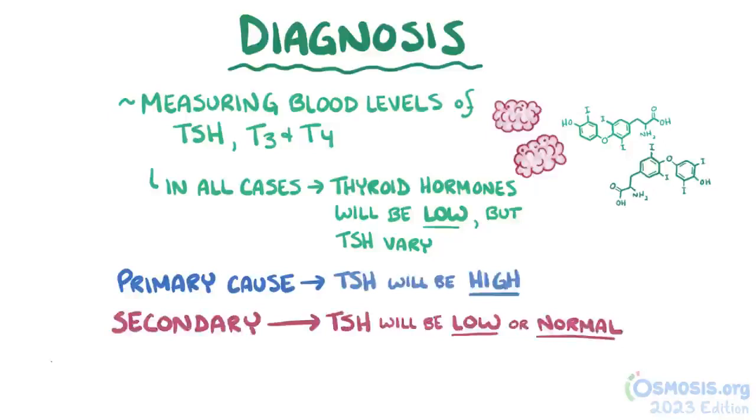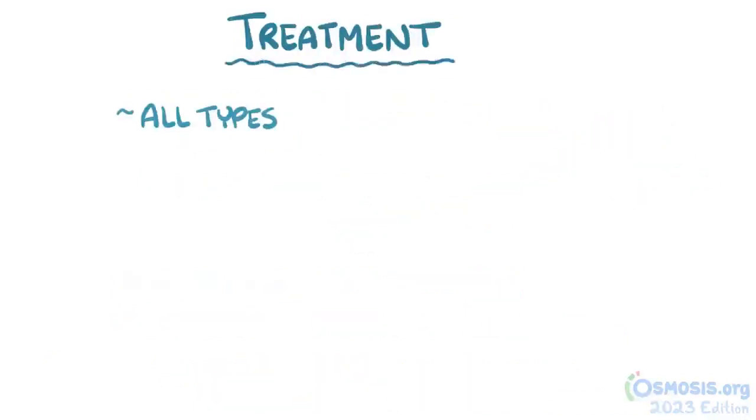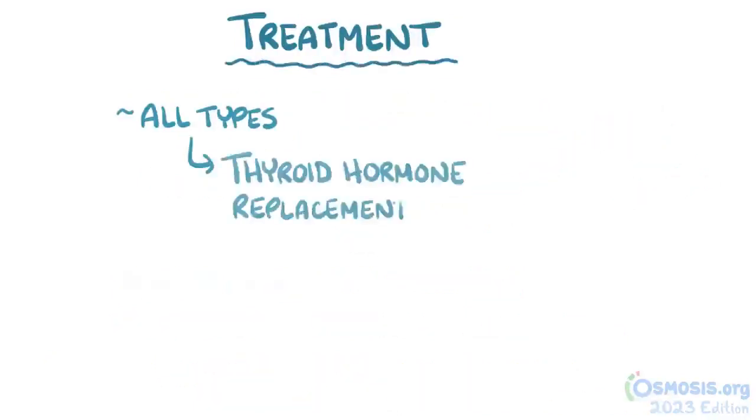Because congenital hypothyroidism can be hard to detect in newborns, a lot of countries screen all newborns for congenital hypothyroidism within the first few weeks of life. Treatment for all types of hypothyroidism is thyroid hormone replacement therapy, primarily using synthetic T4.